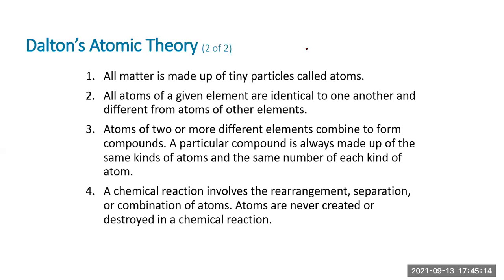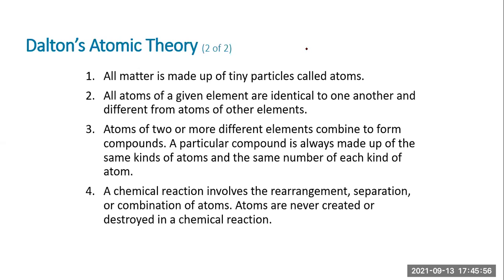Basically, he said all matter is made up of these tiny particles called atoms. All atoms of a given element are identical to one another, and atoms of different elements are obviously different from those. Atoms of 2 or more elements combine to form compounds. A particular compound is always made up of the same kinds of atoms and the same number of each kind of atom. So for example, if you have water, H2O, it's always made up of hydrogen and oxygen. No matter where you get the water from, it's made up of 2 hydrogens for every 1 oxygen. It's the same ratio.